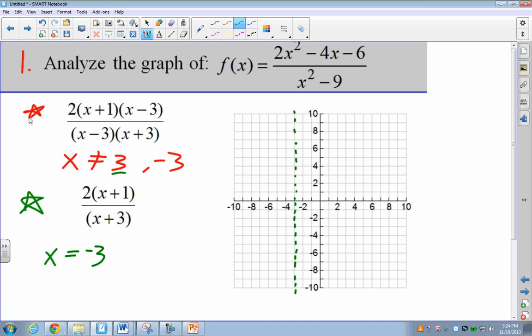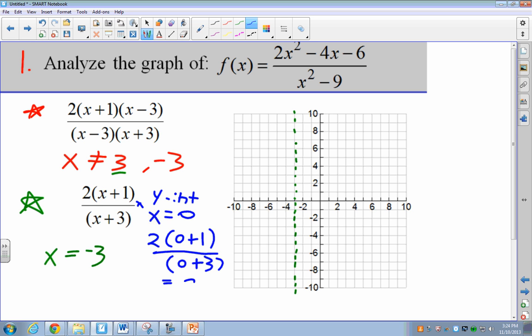Next thing we should do is find our x and y intercepts. And so before, when I was saying we can do that in simplified form, we can actually find our x and y intercepts here for this guy. So for our y-intercept, we set x equal to 0, and so we'll have 2 times 0 plus 1 all over 0 plus 3. And so our y-intercept is equal to 2 over 3. Okay, so we can go ahead and graph that right here.